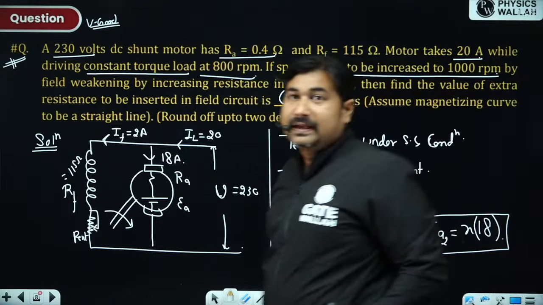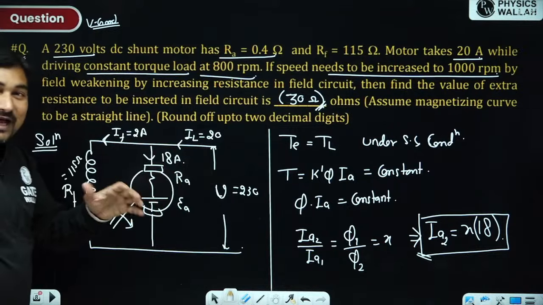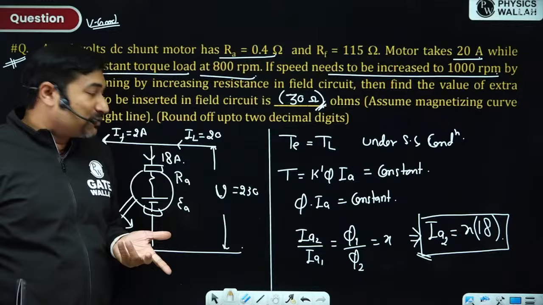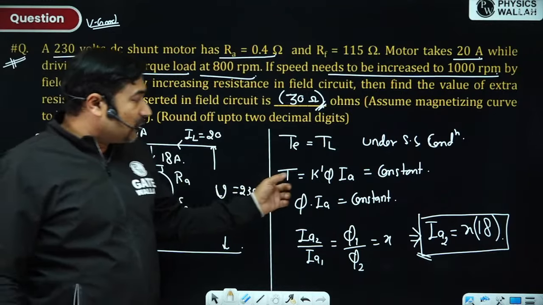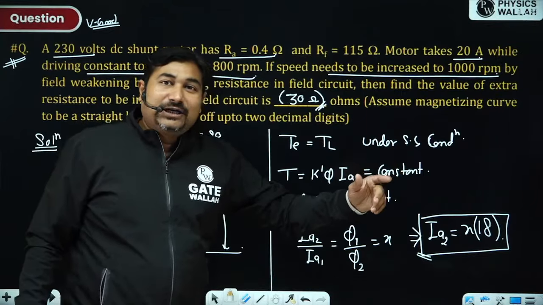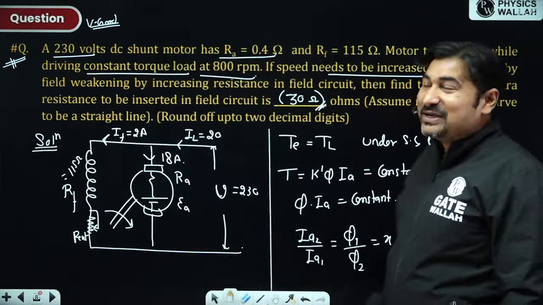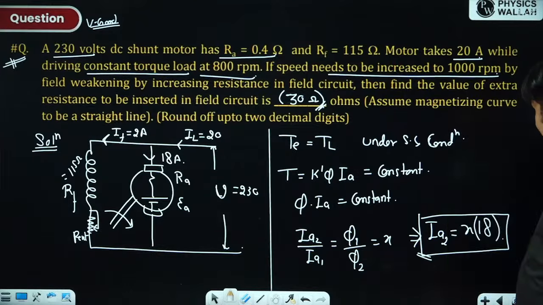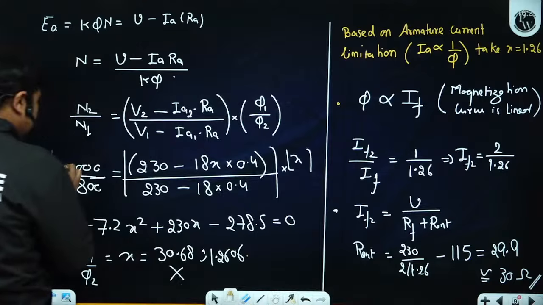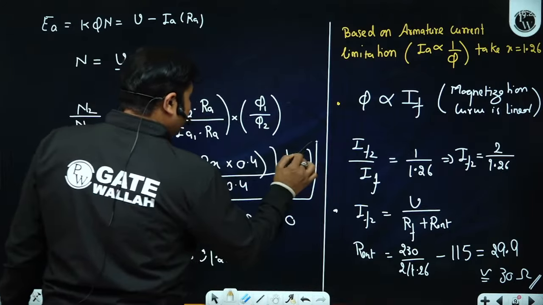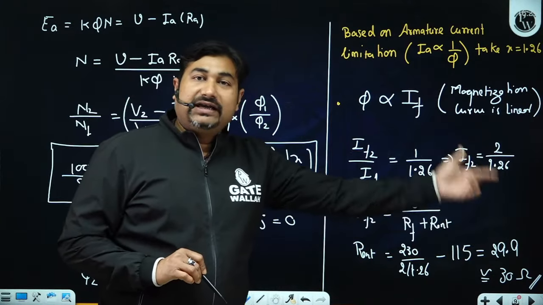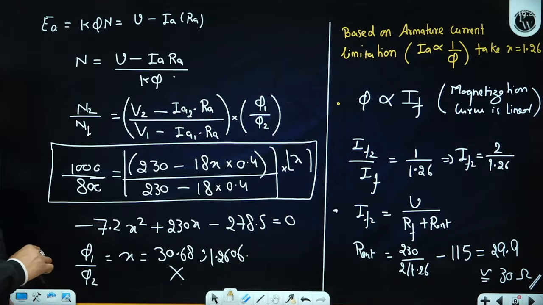Solving? Great. So actually you need not write all these formulas. How you have to solve? Directly you can go with this. Torque is constant, it means phi into Ia is constant. So directly you can write Ia2 equals 18x. Then next you have to put the values in this direct relation, and then find the value of x. After finding x, directly you can calculate 30.